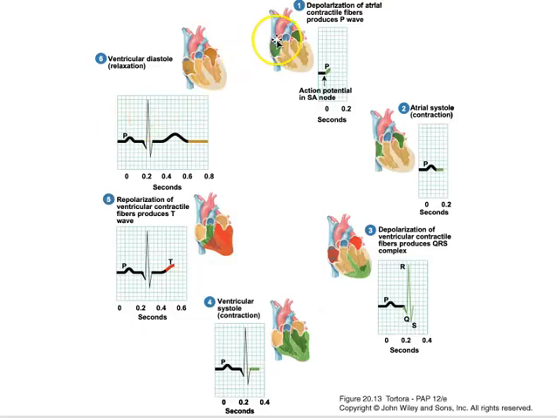So if we put all of that together in an image of the heart and then an EKG, we have that SA node, P wave occurring, atria contract, then we have the QRS, and the ventricles contract, and then here we have the T wave, the ventricles are relaxing, and here we start that cycle all over again. So hopefully that makes sense to you.